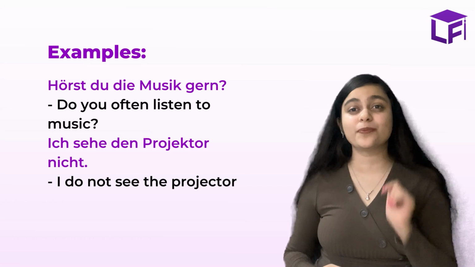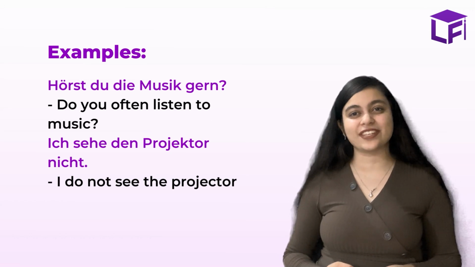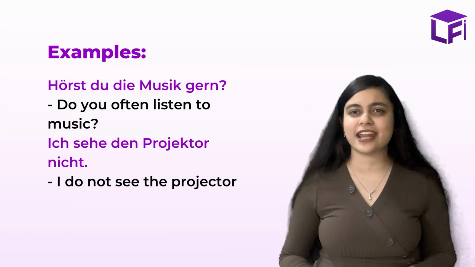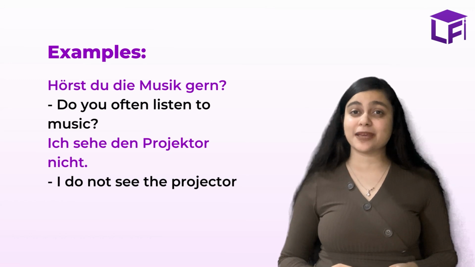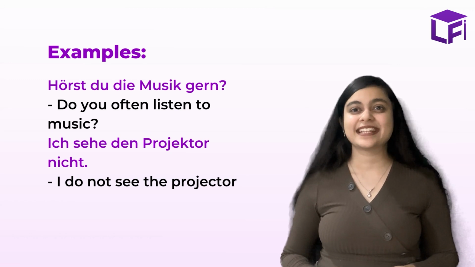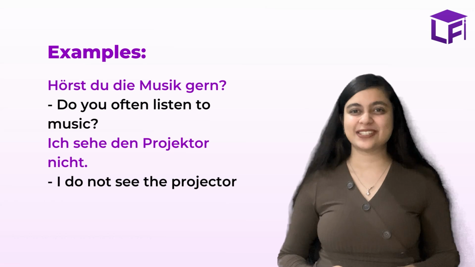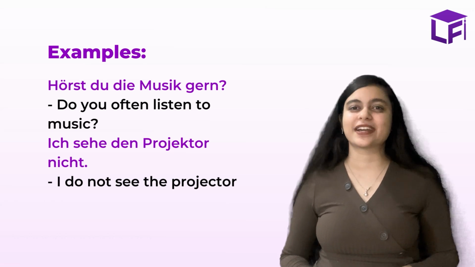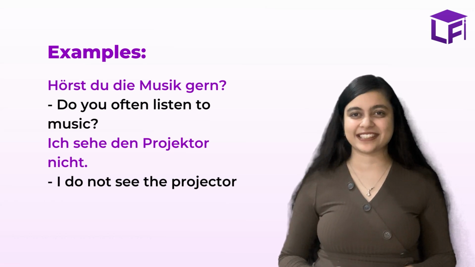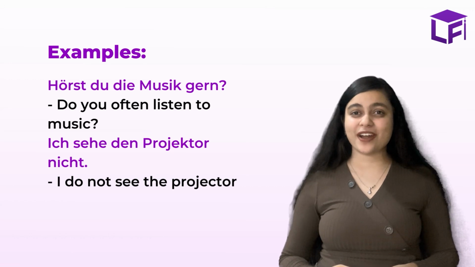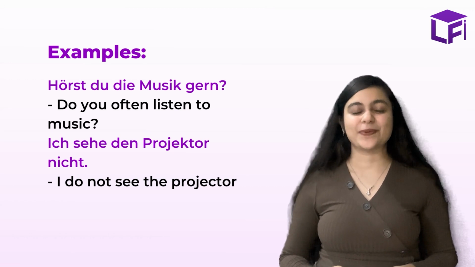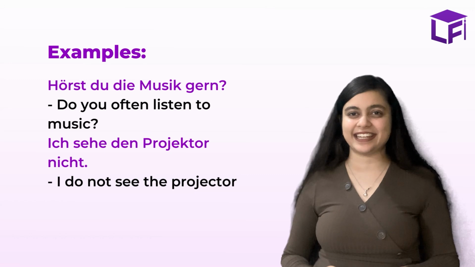Correct? So, you become the subject of the sentence. And what becomes the direct object? That is, who is being impacted by the verb? The Musik. So, the Musik becomes our accusative case. Okay? Hope you understood this sentence. With that, let us move on to the next sentence.